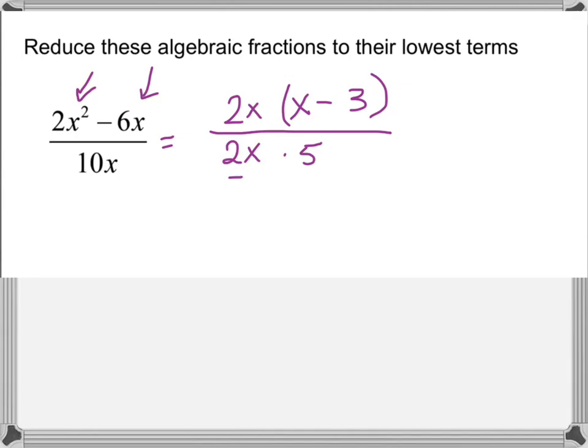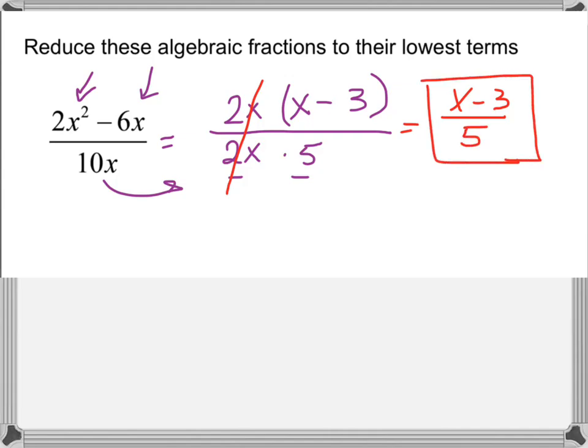Okay, notice how if I multiply those back, I'd get 10x. Well, now I can just cancel, right? 2x over 2x cancels. And what do I have left on top? I have x minus 3, and I don't need the parentheses there because nothing's being multiplied by it, over 5. And that is as simplified as it gets.